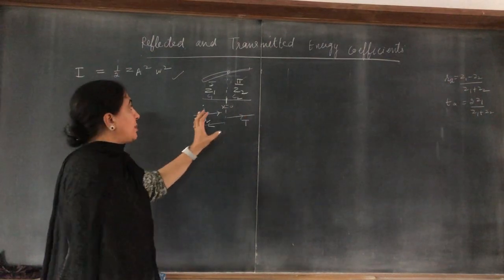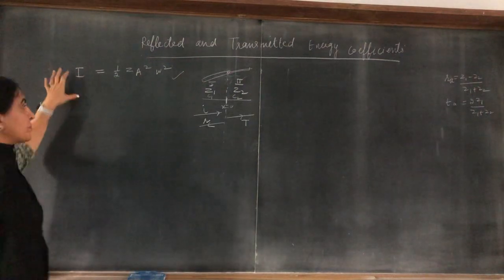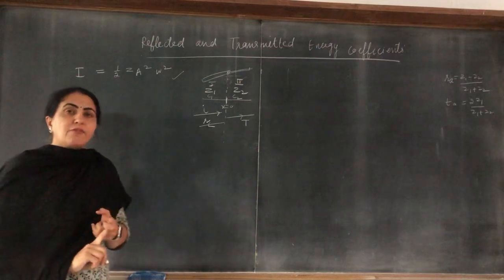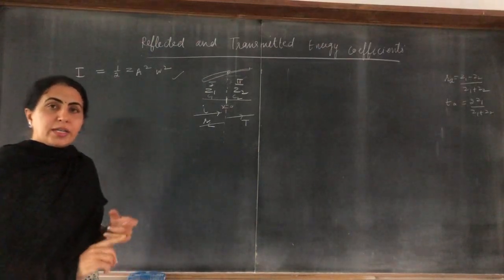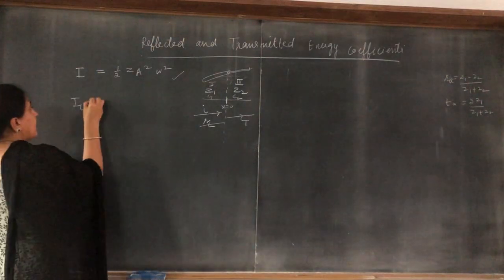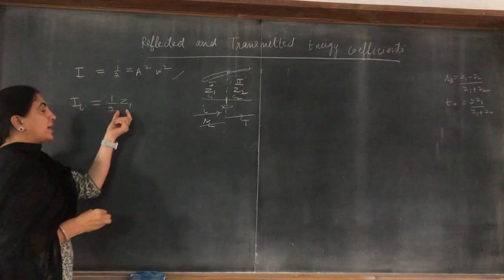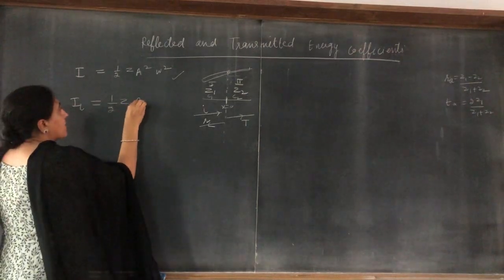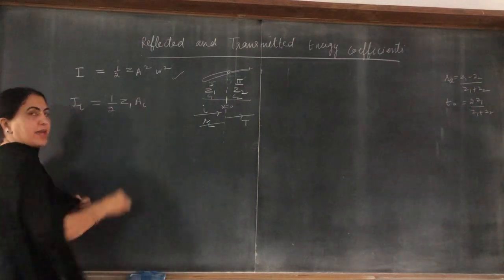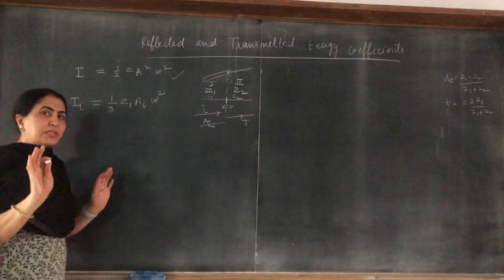On the basis of these values we can find the values of I. I, the rate of flow of energy for the incident wave, or the intensity of the incident wave, will be equal to half Z1 AI square omega square, where AI is the incident amplitude. The frequency will be the same.